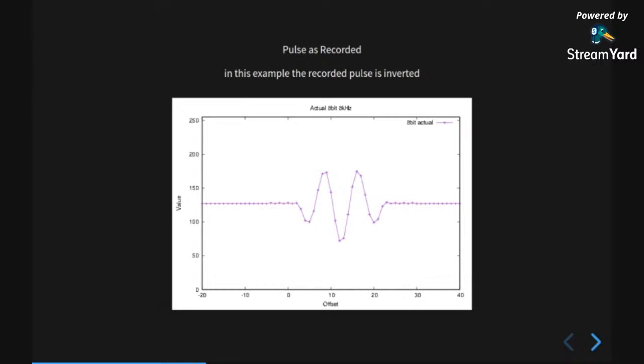If I record it, it sort of looks the same. It turned out in this case, and it's not always the case, that the pulse is inverted. I'm not quite sure. I have seen cases where it is the right way, so I don't know if it's a hardware difference in terms of the sign of the pulse.